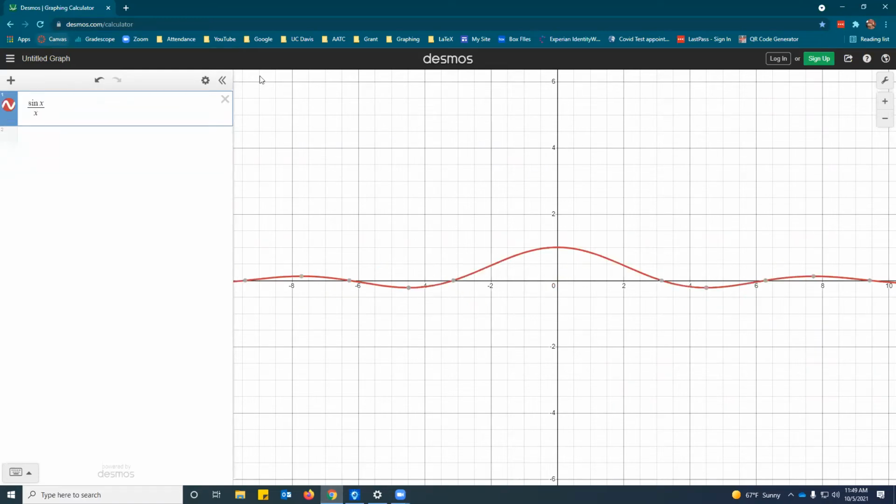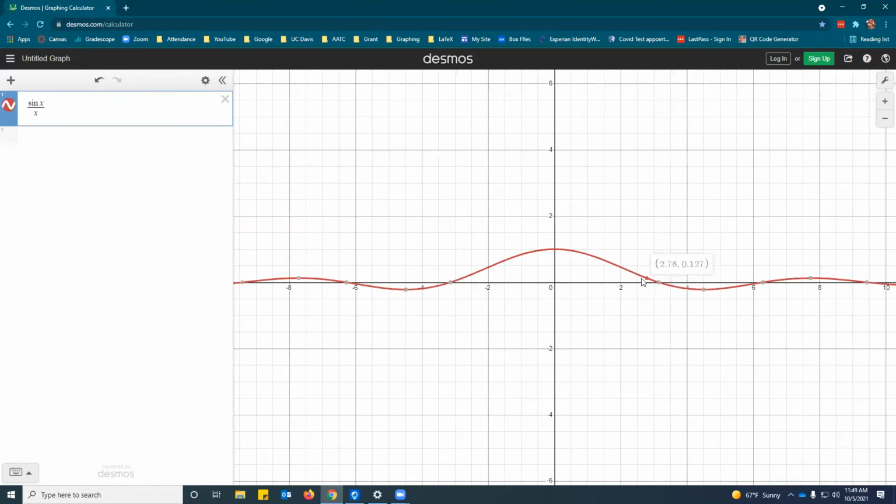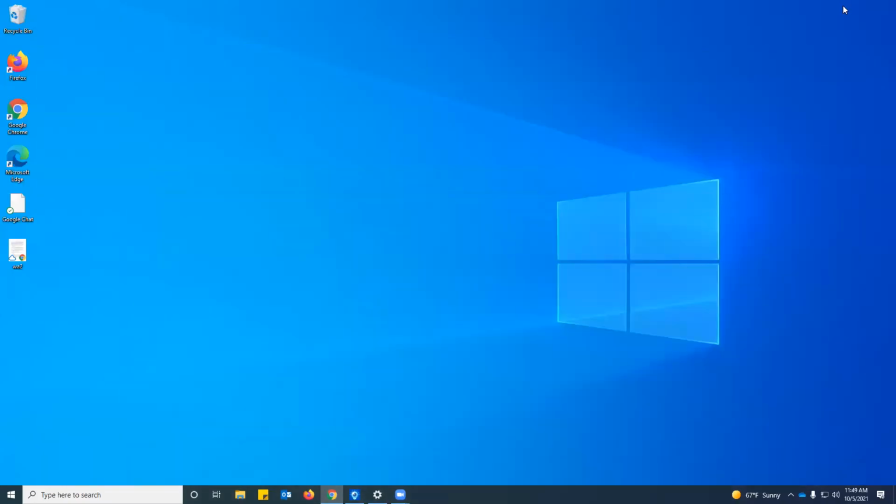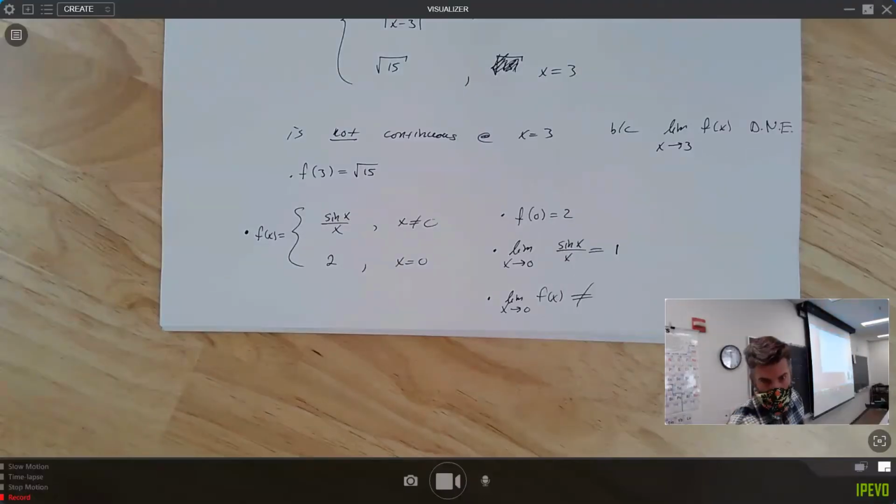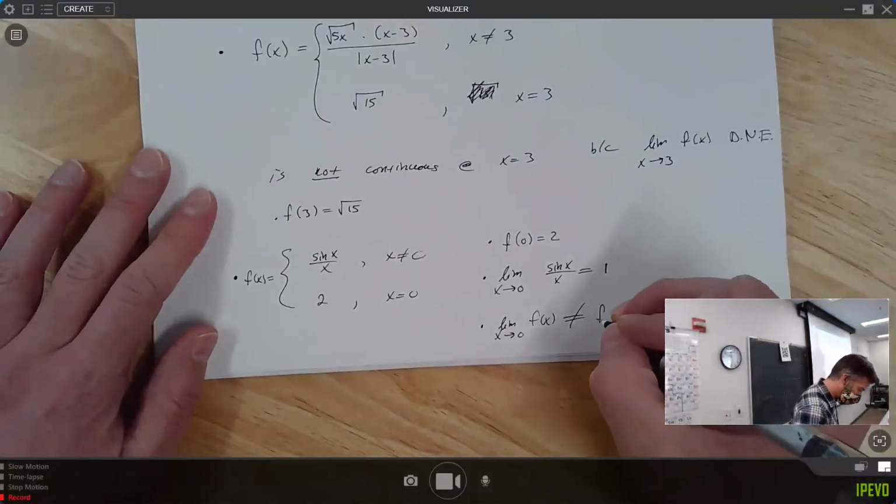If you look at that graph, you can totally see that as the x values are getting closer and closer to 0, the y values certainly seem to be getting closer and closer to 1, but at 0, it's undefined. So there's some graphical evidence that the limit is 1. It's not a proof, but it's very good evidence. But disappointingly, the limit as x approaches 0 of this function is not equal to the function value.